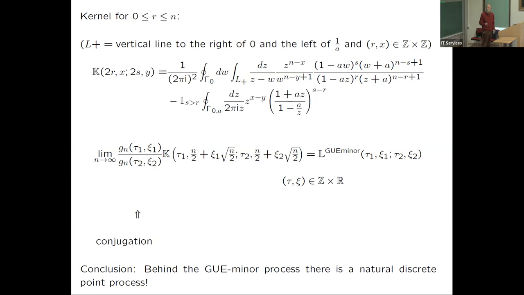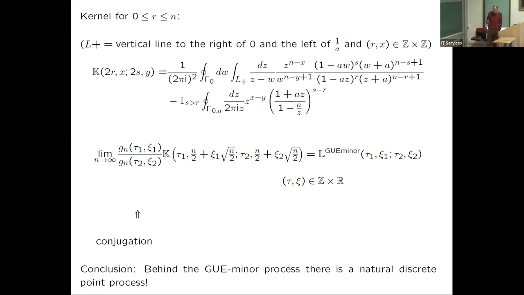It doesn't see that. So one shows that the limit of this kernel, properly scaled, okay, there's a scaling as the size of that Aztec diamond grows. Okay, it grows, and that's n. That's the size. So when n goes to infinity, it leads to this GUE minor kernel, which you saw before, okay? So that's all standard. So you see that behind the GUE minor process, there is a natural discrete point process.